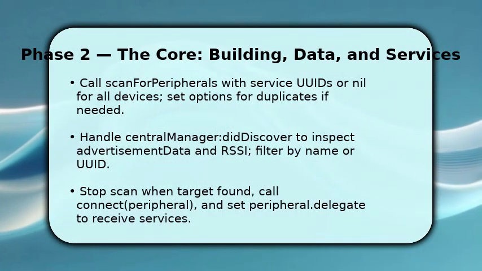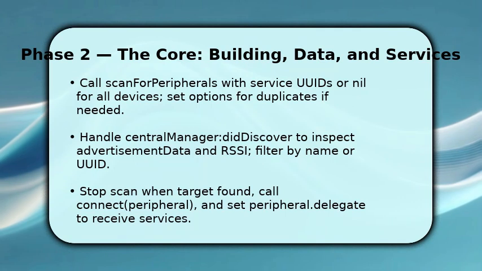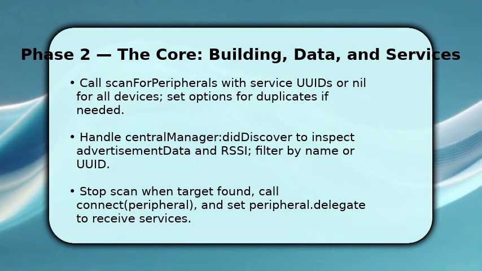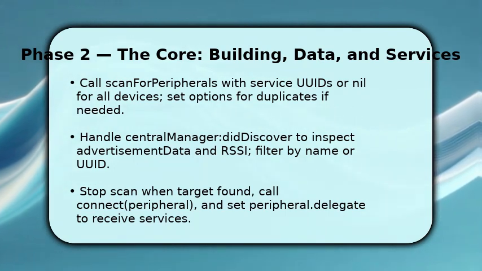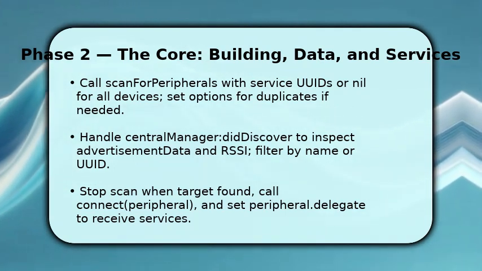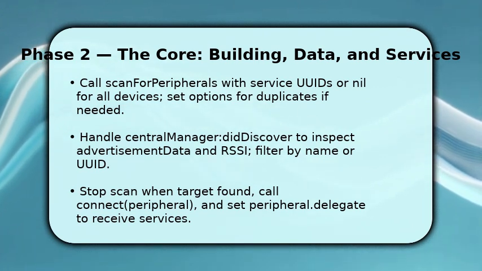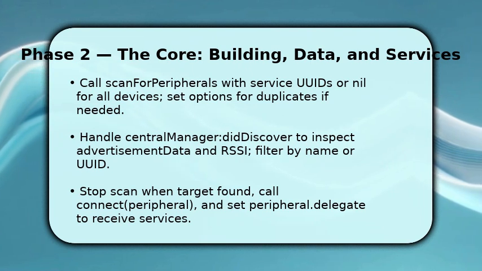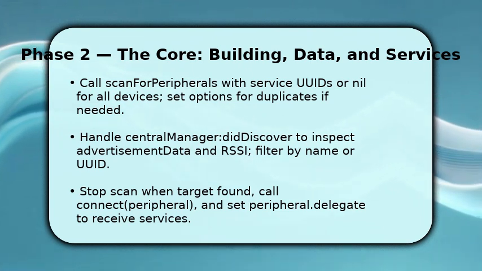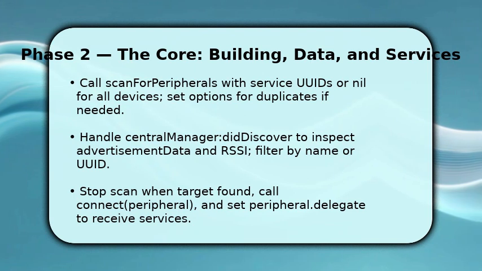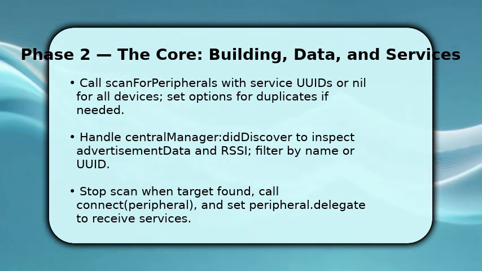Once you can scan, filter and select the correct peripheral. You typically scan with known service UUIDs for speed. If unknown, scan nil and check advertisement data for names or manufacturer data. When didDiscover fires, evaluate RSSI and identifying fields, then stop scanning to save battery and call centralManager.connect(peripheral). Make sure to retain the peripheral reference so it doesn't deallocate.